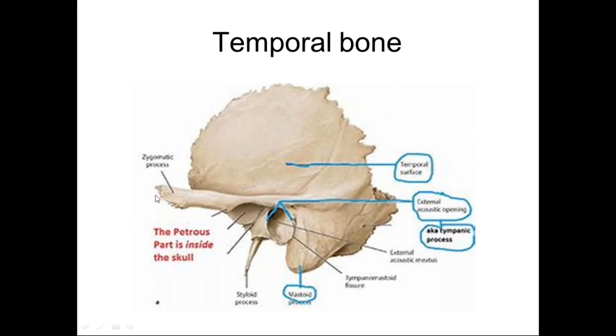It has a projection, that is the zygomatic process of the temporal bone. Then it has the mastoid process. It has the tympanic process, which has the opening of the external acoustic meatus, and it has the styloid process. So it has a plate-like squamous part, which is projecting upward. It has the petrous part which is lying towards the inner surface.